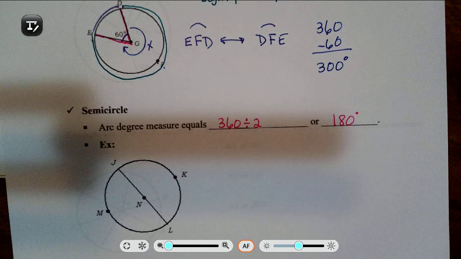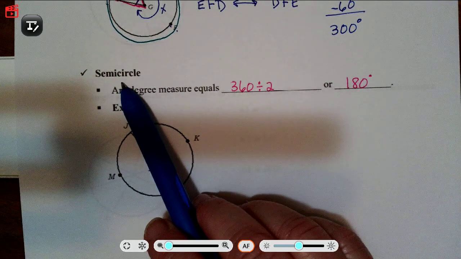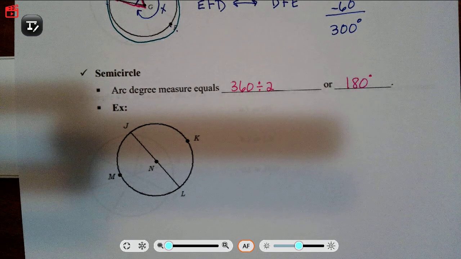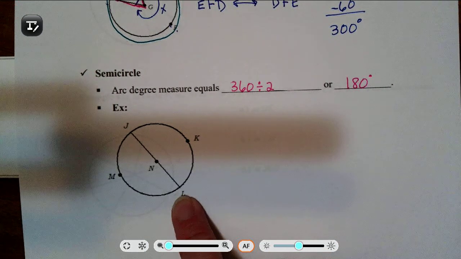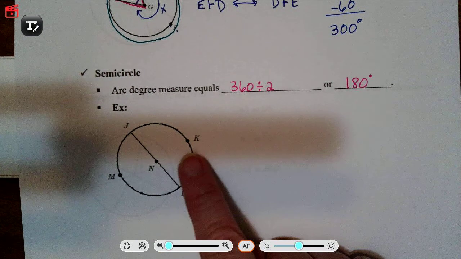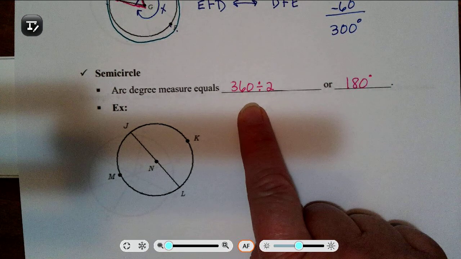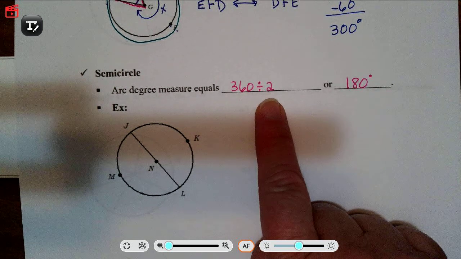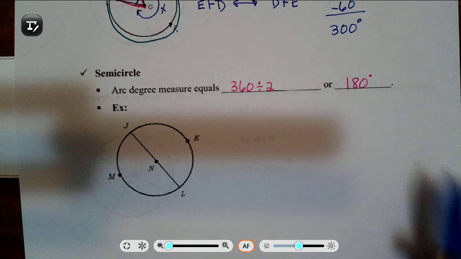All right, there is one arc that's kind of unique to itself, and that is a semicircle. For the semicircle, this arc degree will equal 360 divided by 2. The diameter line cuts our circle into 2 equal parts, so half of it is on one side, half of a circle on the other side. That's our semicircle. 360 degrees total, divided by 2. Or we could just simply say that the semicircle is 180 degrees.